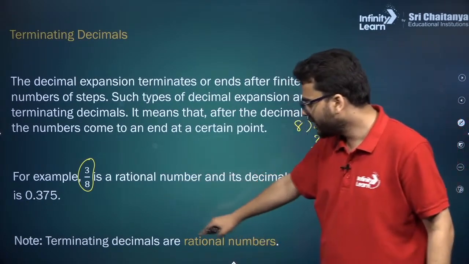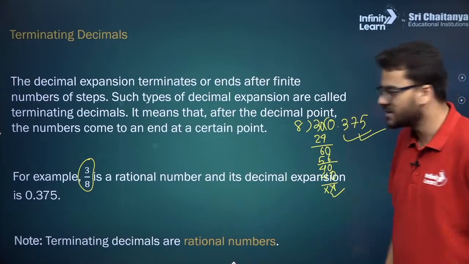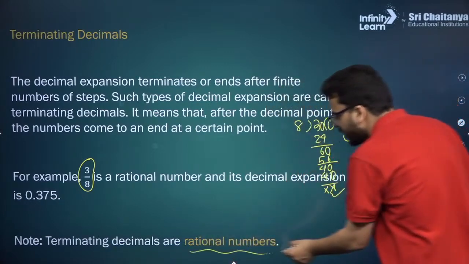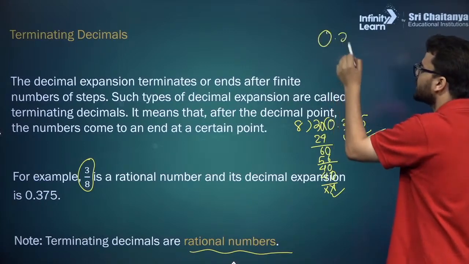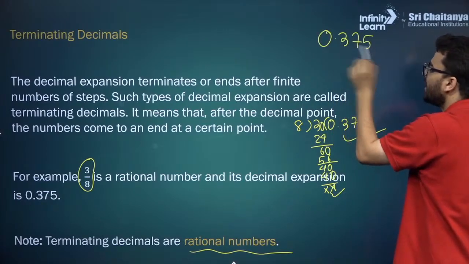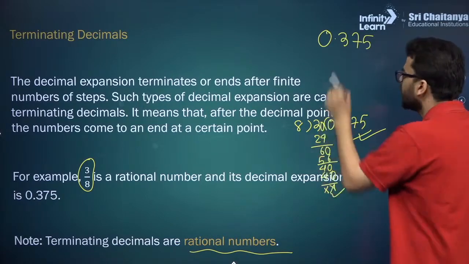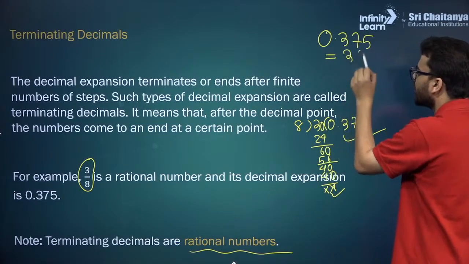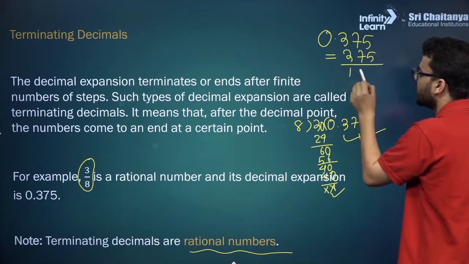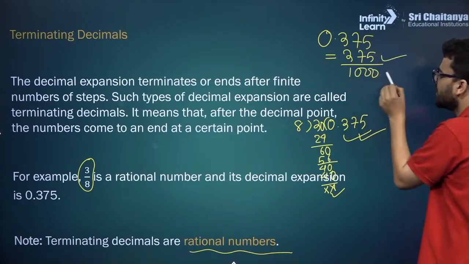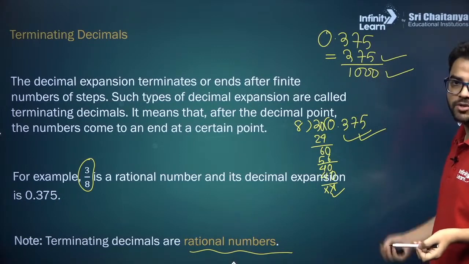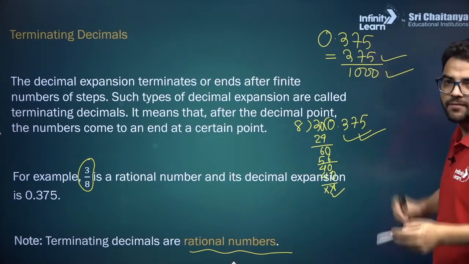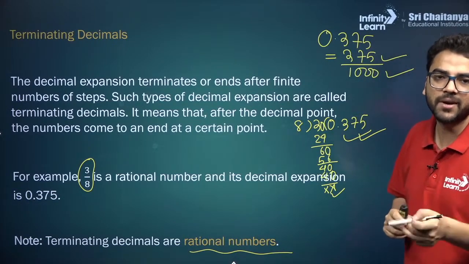Now all terminating decimals are rational numbers. The reason being, suppose I have been given 0.375, I am showing over here 0.375. It is a terminating decimal representation. Why is it a rational number? You can remove the decimal and you can write it like this, 375 upon 1000. So you see, you can represent it as a ratio of 2 integers where denominator is not 0. So therefore this is a rational number. Every terminating decimal number is a rational number.